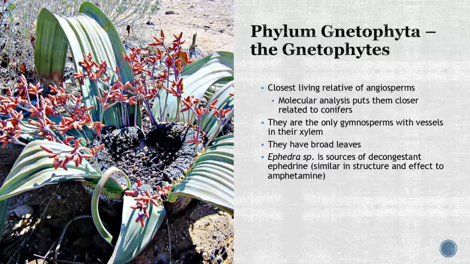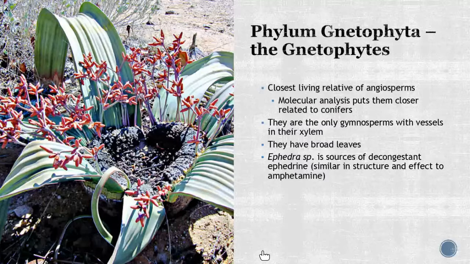And then the next one is the Gnetophyta, or the gnetophytes, and these are the closest relative to the angiosperms, which we'll talk about in the next lecture. But when we look at the molecular analysis of them, they are closer to the conifers, so sometimes your DNA will kind of trick you a little bit.